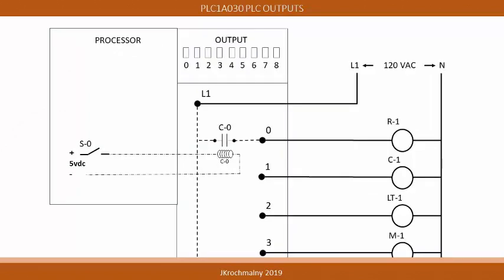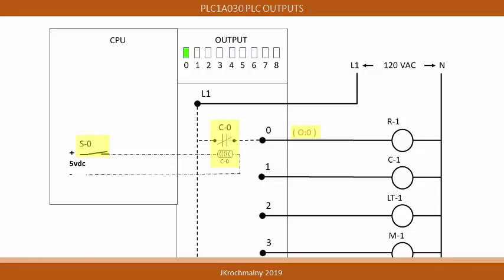In this graphic, the switch in the PLC processor S-0 is powered with a 5-volt DC supply. With the switch S0 open, the solenoid coil in the output module is not energized. In this condition, the R1 load is off.